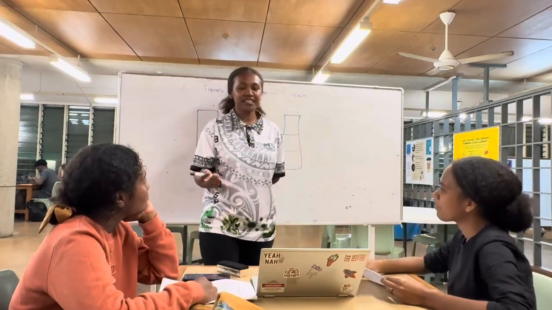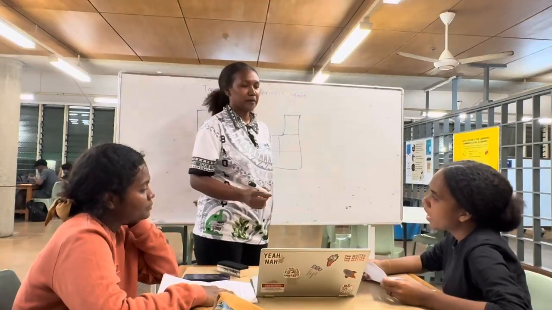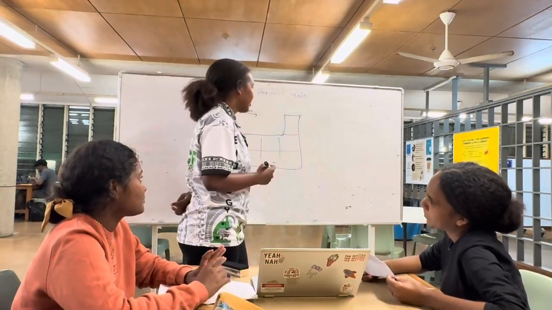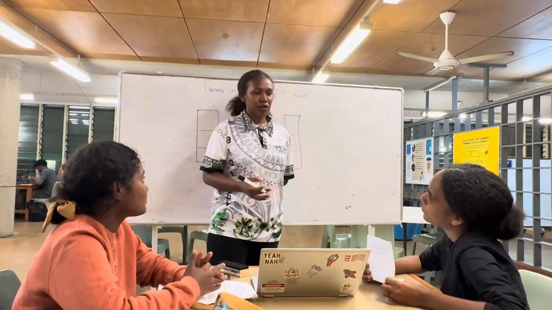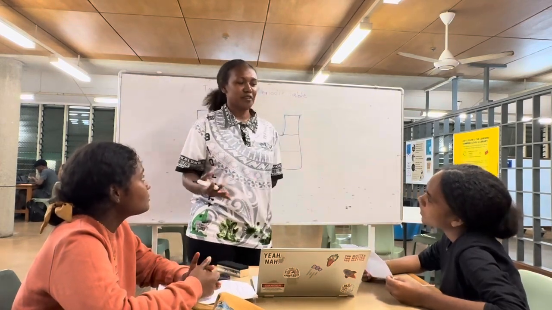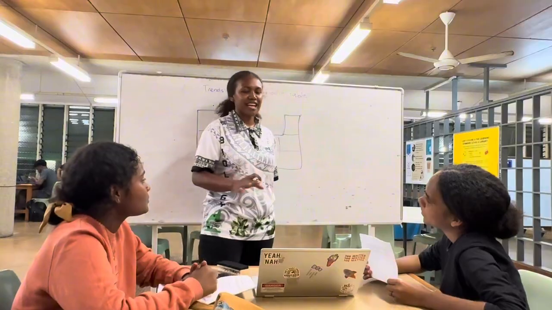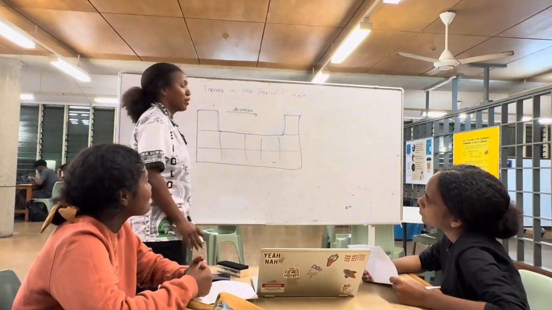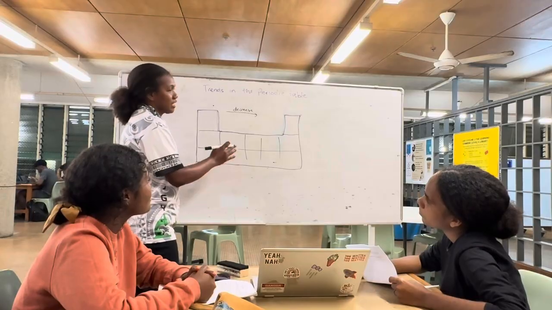Okay, so for our first trend, we're going to be talking about what? Atomic radius. Okay, atomic radius. It describes what? The size of the atom. Okay, so it describes the size of the atom. So across the period, we know that the atomic radius decreases.